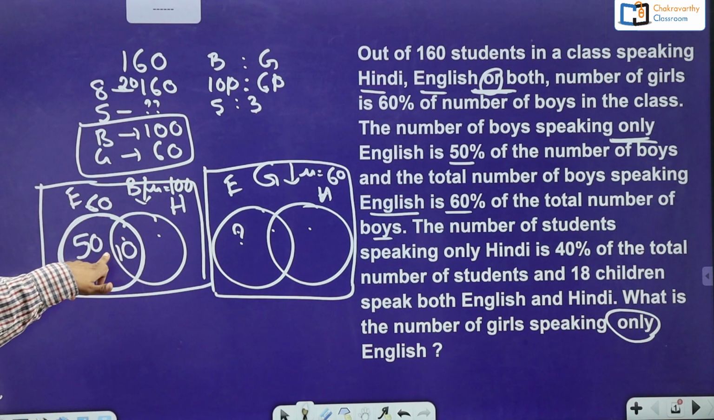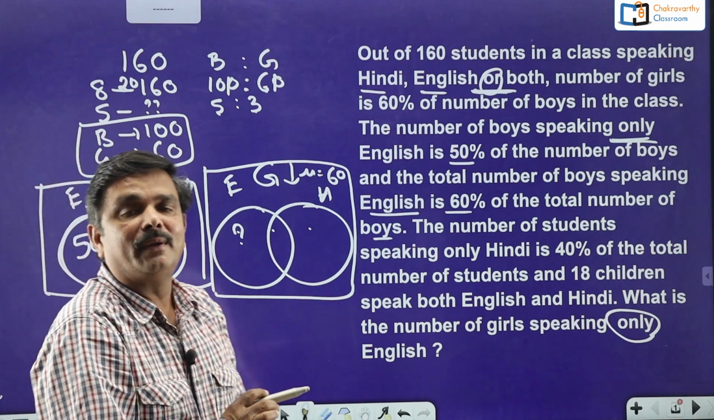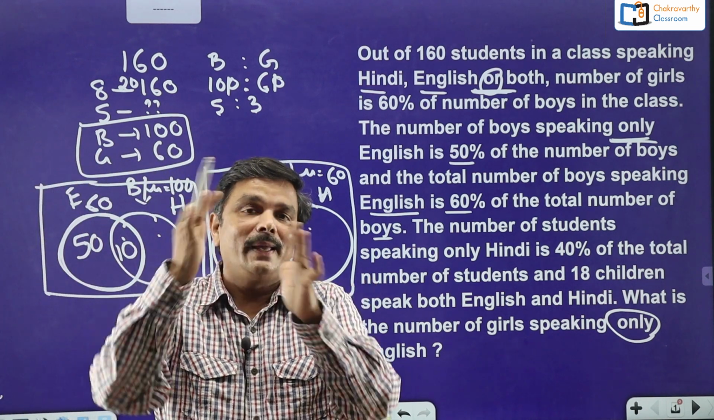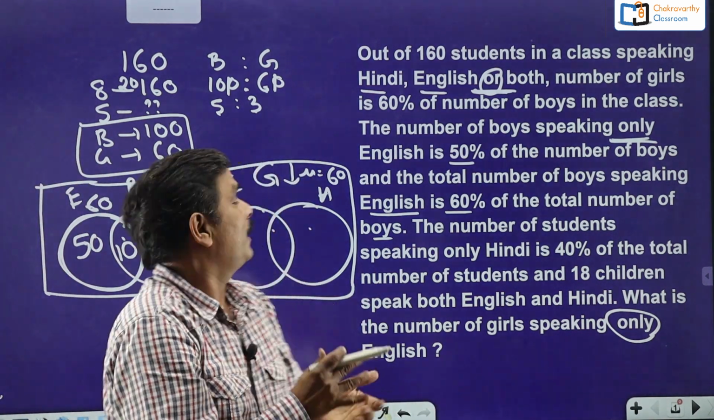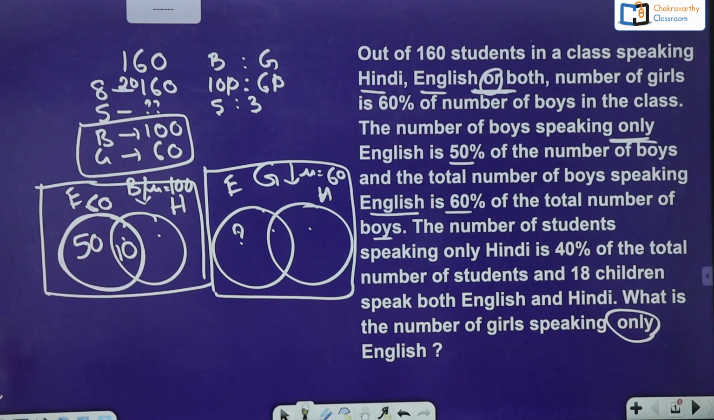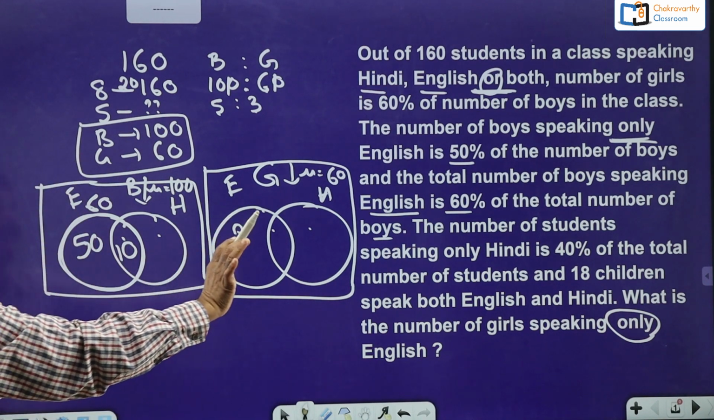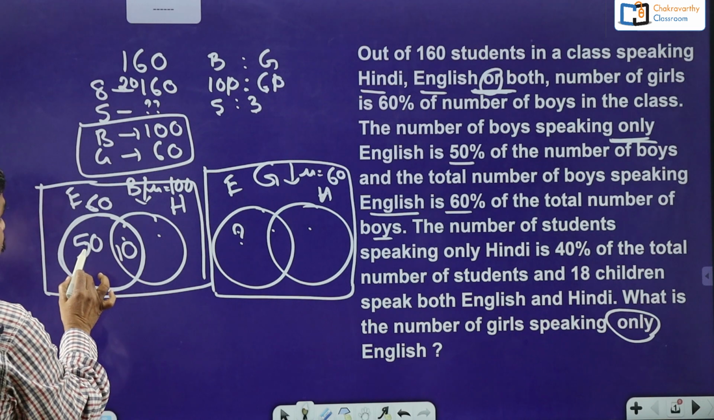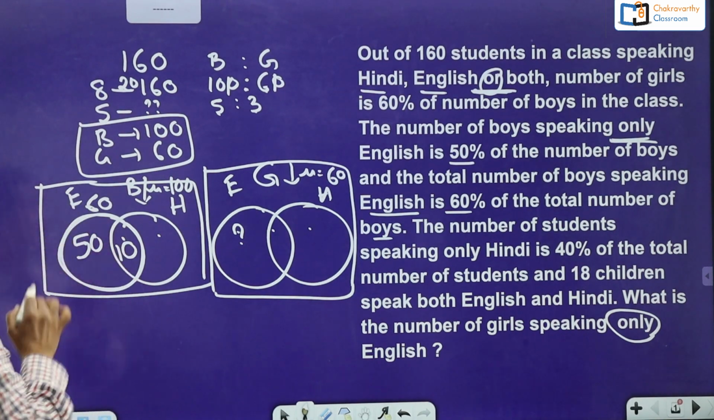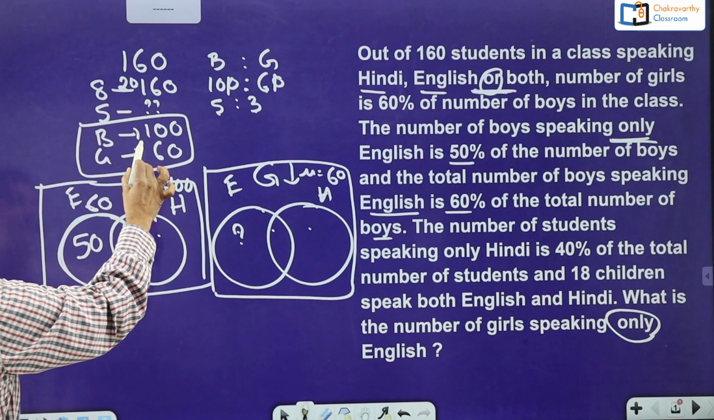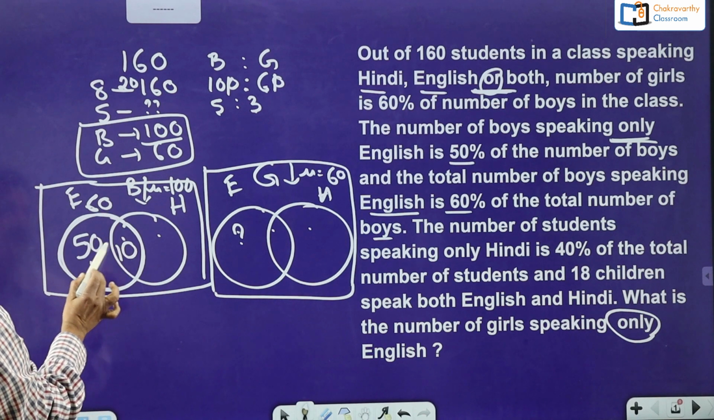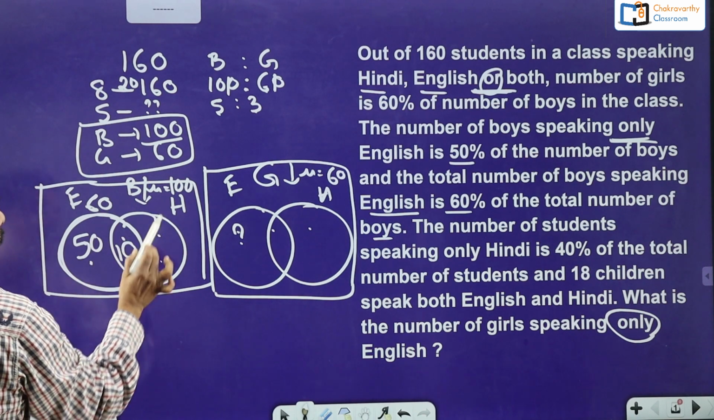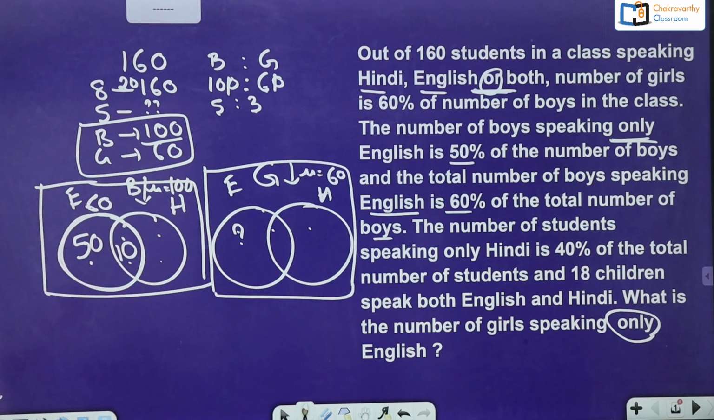Alright, what is this 10? 10 represents the total number of students who can speak both Hindi and English. Alright, now easily you can fill up this one also. How is that here? Simply, now here totally this is 50 plus 10, already 60. Total number of boys 100. So this plus this plus this must be equal to 100 because there is no none part.